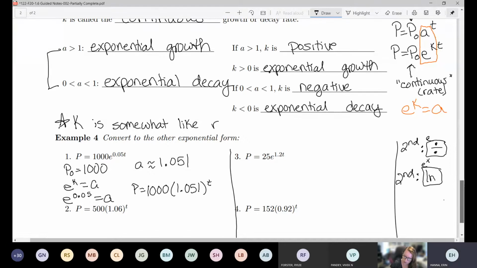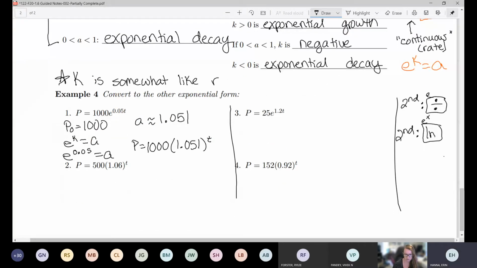Okay. What about if I start with the opposite one? So I start with an a to the t and I want an e to the kt. Once again, p naught doesn't change, so p naught's still going to be 500 in the other form as well. But if I look at e to the k equals a, well, now I have a. So I have that e to the k is going to be equal to 1.06.